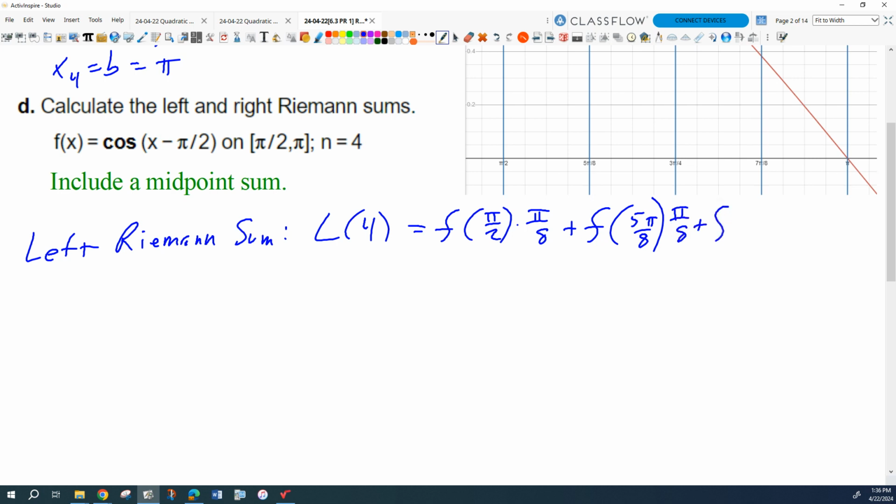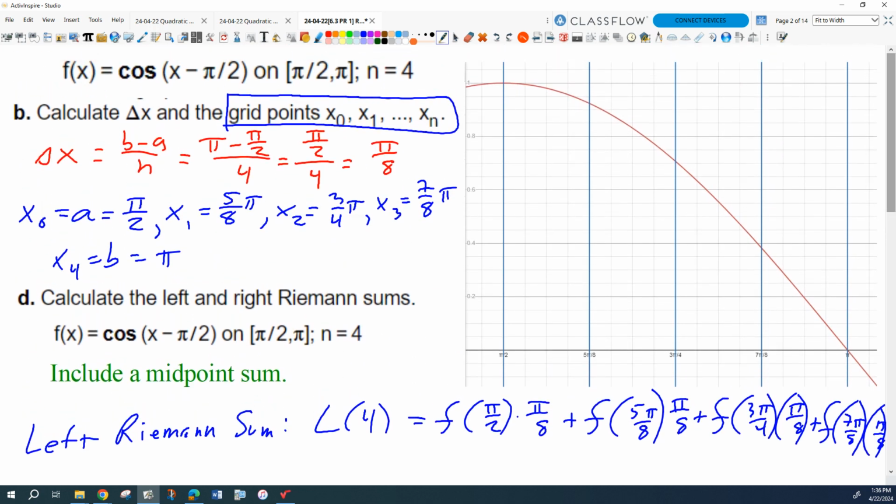Third rectangle. We're going to evaluate the function at 3/4 pi times the width. I'm not even going to ask, you would just tell me pi eighths. And then finally, the left edge of the fourth rectangle would be f of 7/8 pi, good, times pi eighths, right? So if I plug all that stuff in, there's my formula.